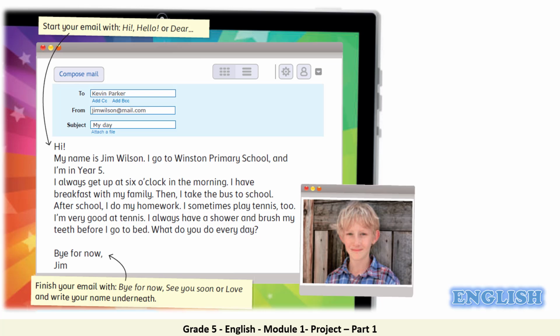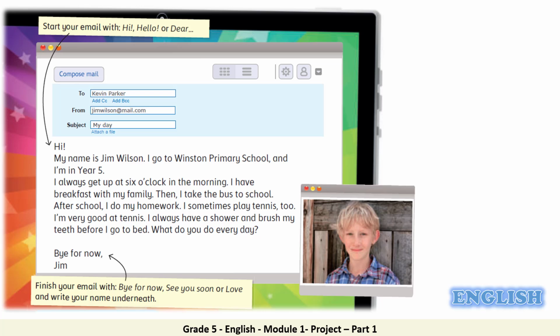The second tip is finish your email with bye for now, like in this case, or see you soon, or just write love, okay, and write your name underneath, like Jim here. And I also have some extra tips here. After to, write the receiver's mail, and after from, write the sender's mail. And after subject, you write the title of your email, like my day.